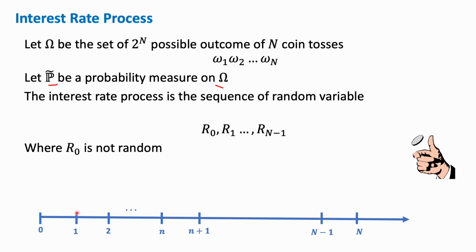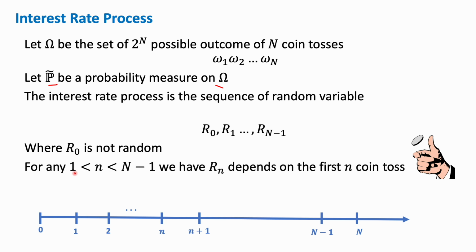And R1 is going to be the interest rate from period 1 to period 2. And Rn is, let's say, the interest rate from period n to n plus 1. And if your horizon is this n here, then R(n-1) is going to be the interest rate at time n minus 1 for an investment that will go from n minus 1 to n. Very simple stuff here.